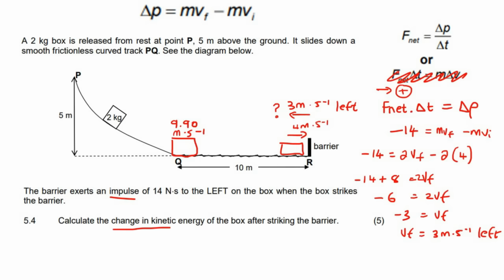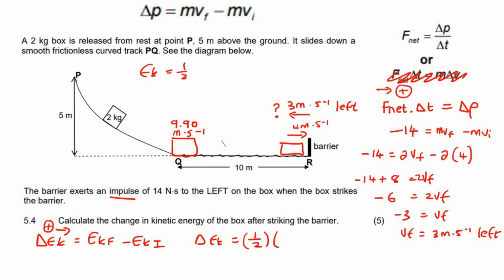So now we can calculate the change in the kinetic energy of the box when it strikes the barrier, because we know that the change in kinetic energy would just be the kinetic energy final minus the kinetic energy initial. Kinetic energy doesn't really need a direction, but let's choose one anyway, so we can say to the right is positive, for example. You'll see why it doesn't really affect the answer, but let's just do it. So we can say the final kinetic energy would be a half times the mass, because remember kinetic energy is a half mv squared.